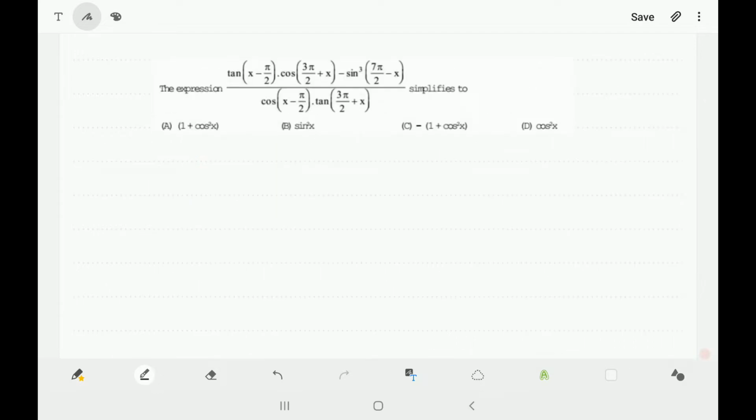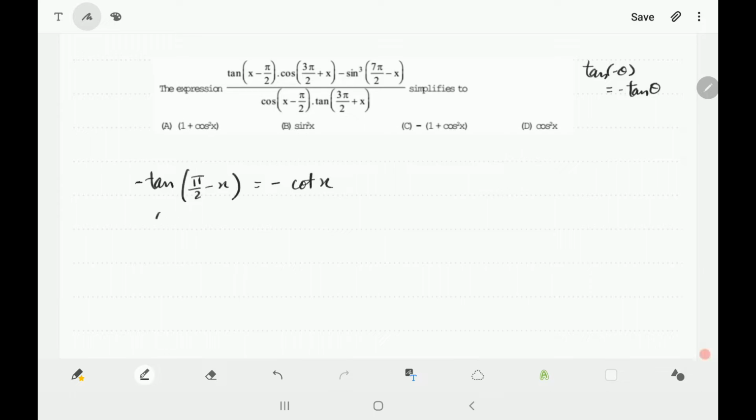In this problem, we have to simplify this expression. So let's try. Tan of x minus pi by 2 can be written as tan of pi by 2 minus x with a negative sign. We can take the negative outside because tan of minus theta is minus tan theta. This is in the first quadrant with an odd multiple of pi by 2, so this term will be minus cot x.